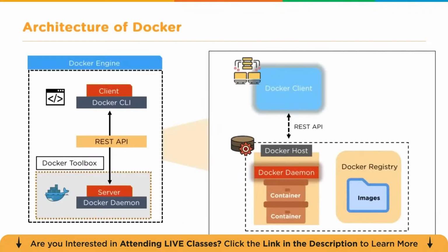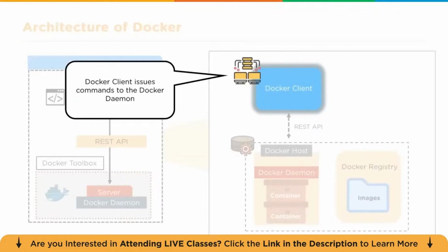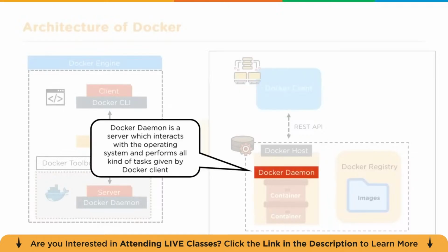So let's dig through the architecture of Docker. There are really two parts to Docker. There's the Docker engine and there's the Docker client. The Docker engine is comprised of the Docker CLI, which connects with the server daemon. The Docker client will then issue the commands to the Docker daemon. And then the Docker daemon will interact with your system to provide the tasks and tools needed for you to build out your solution.